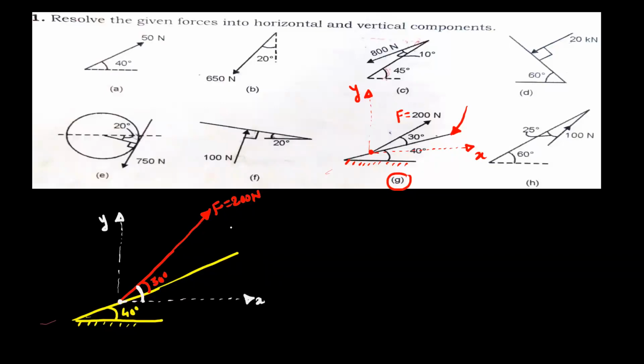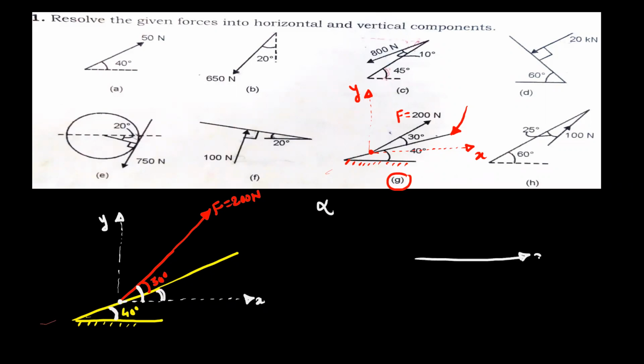So for the resolution, we cannot use 30 degree. We have to use this total angle. So let us take this total angle as alpha. So we have to find out that alpha. So how we can find out this alpha? So observe this 40 degree. This 40 degree and this angle, both are same, because these are two parallel lines.